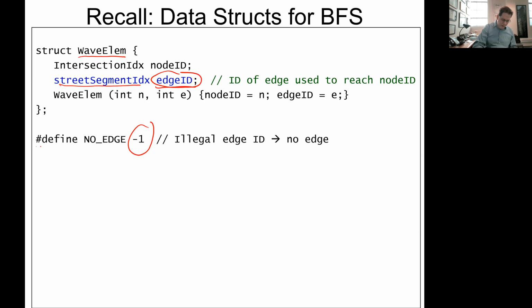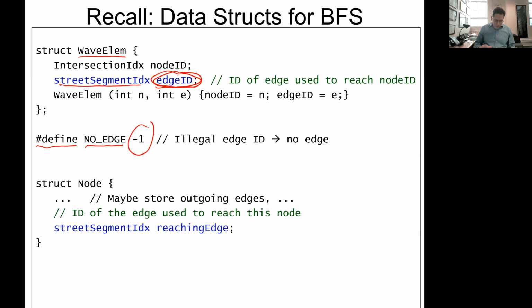Now I shouldn't put -1s throughout my code. Instead, I use the define preprocessor directive to basically create a name, no edge, which means -1. So now in my code, I can use no edge. It's going to be easier to read. And that means, well, this edge ID is illegal. There is no previous node. Okay, so that's my wavefront.